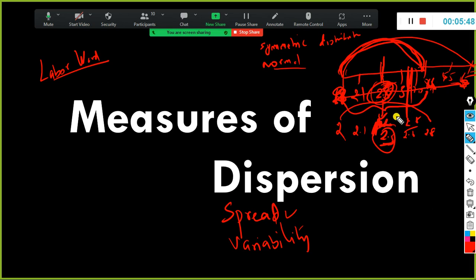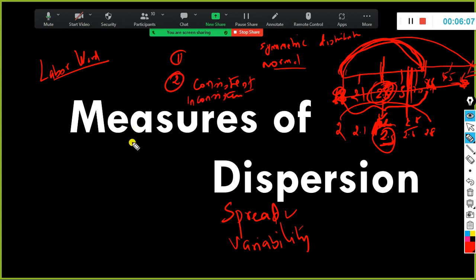That is one purpose for which we can use measures of dispersion. The second aspect of measures of dispersion or spread is that with it we can understand how consistent or inconsistent the given data is.